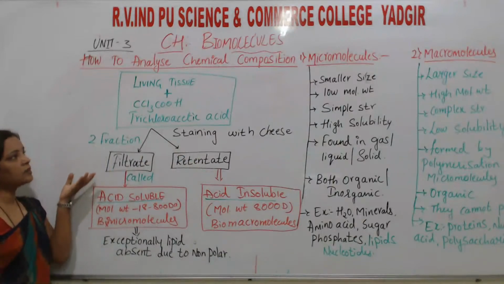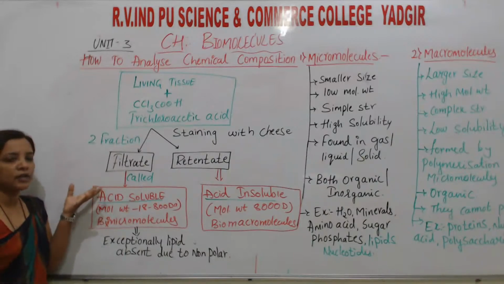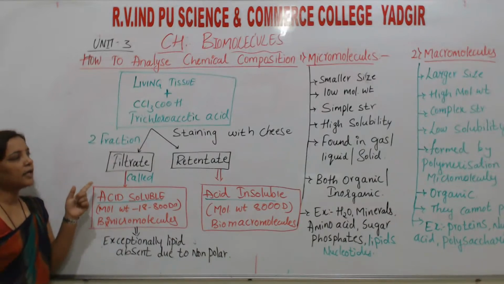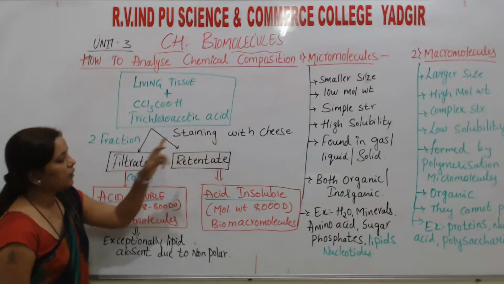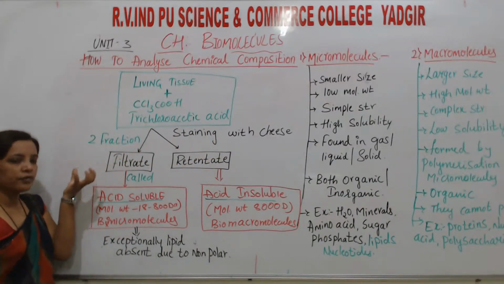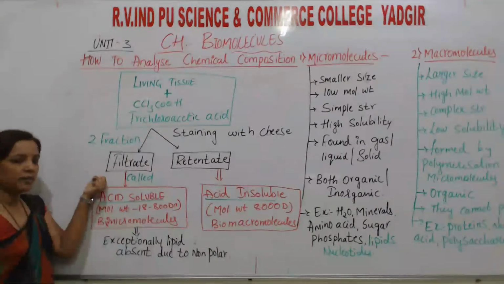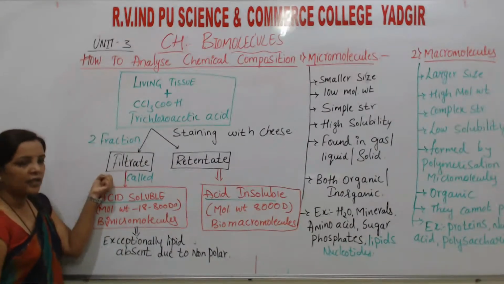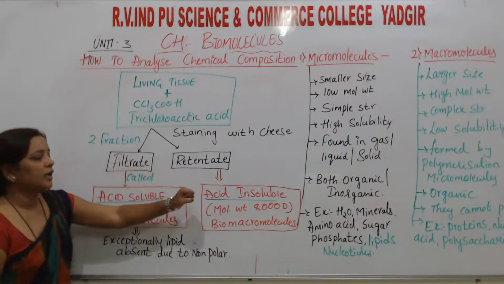Correct. Because before that we did not know anything about this living tissue. First it is treated with the chemical trichloroacetic acid. Again, with the help of straining through cheesecloth or cotton, we are getting some fractions, which are named: one is called filtrate, another one is called retentate. One is soluble, one is insoluble.